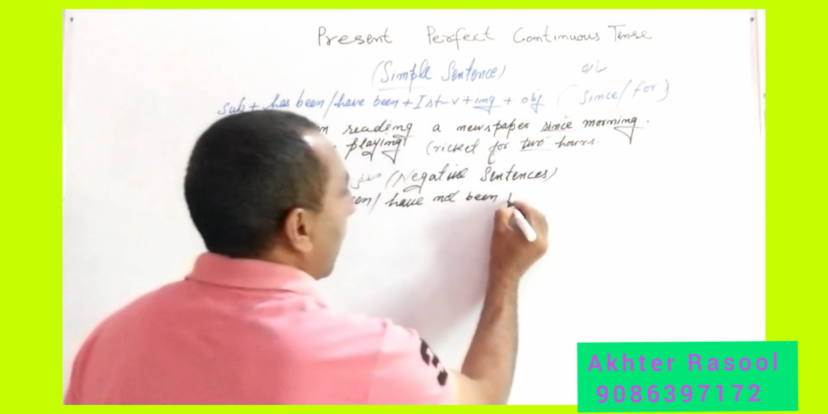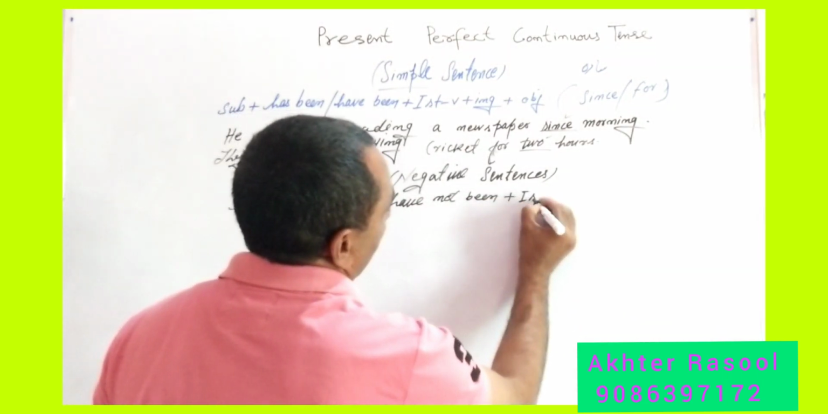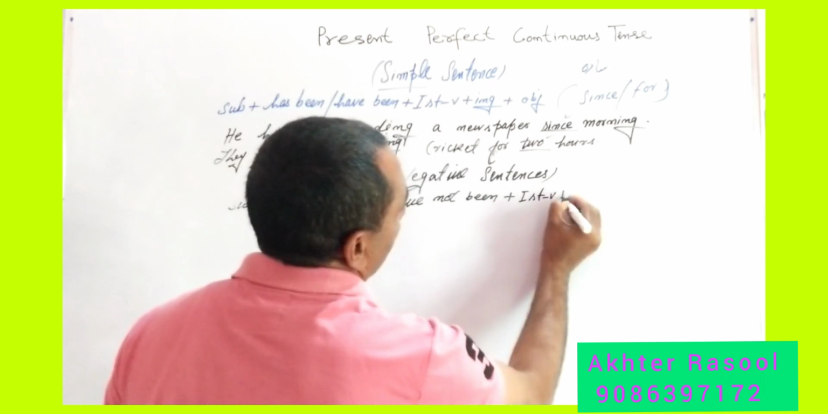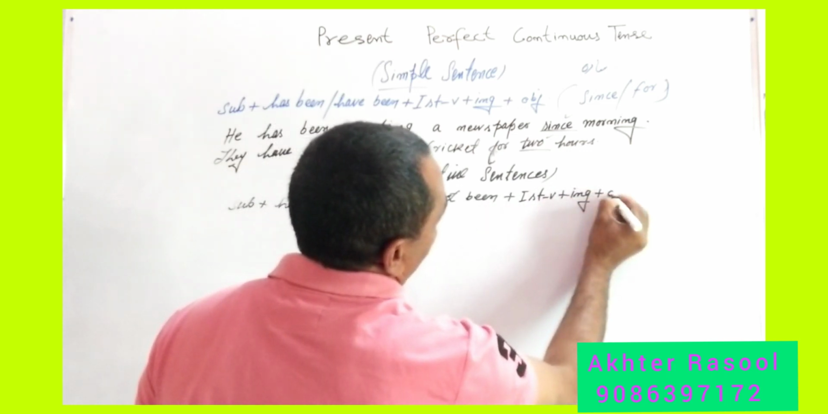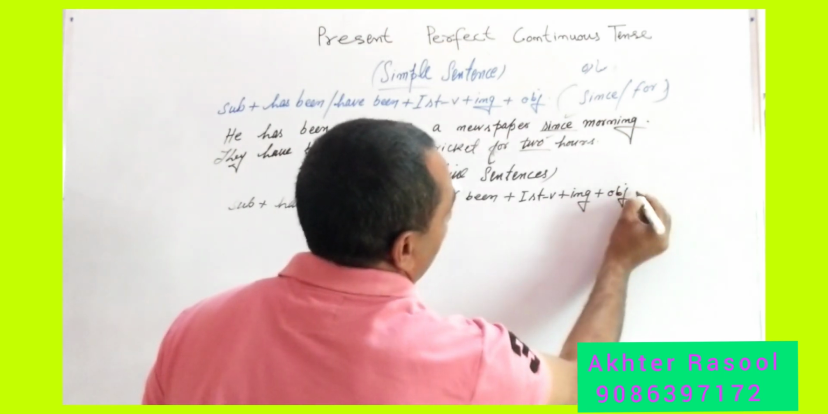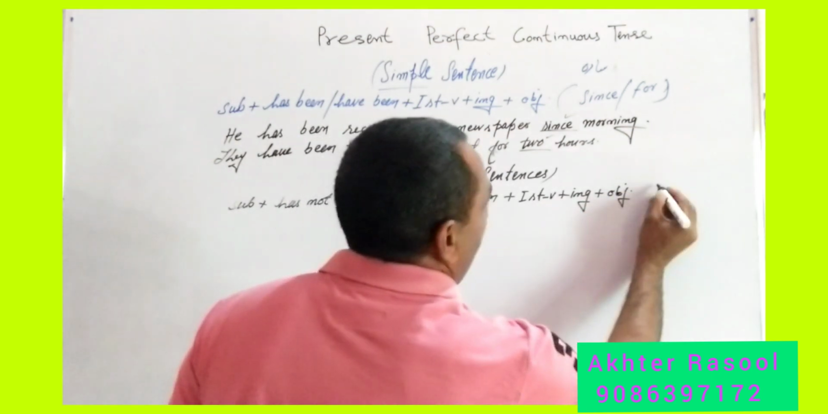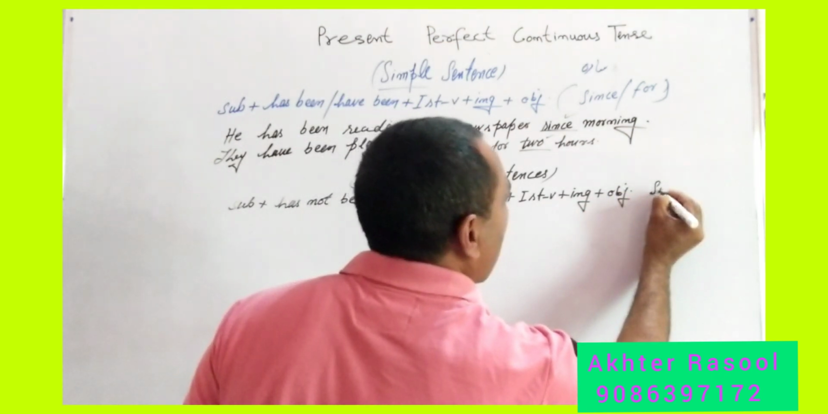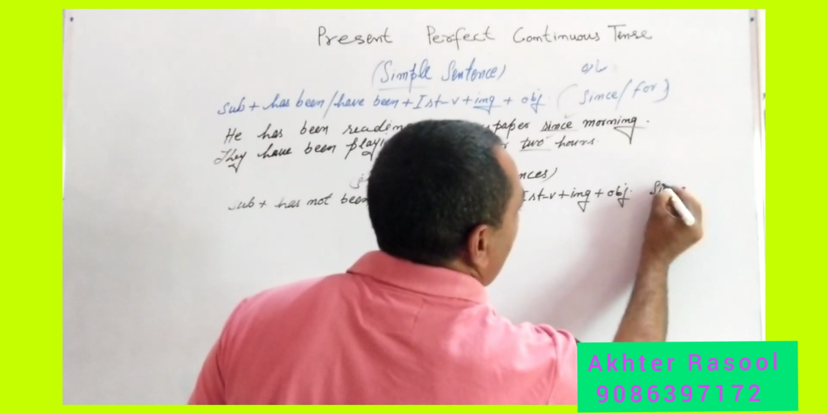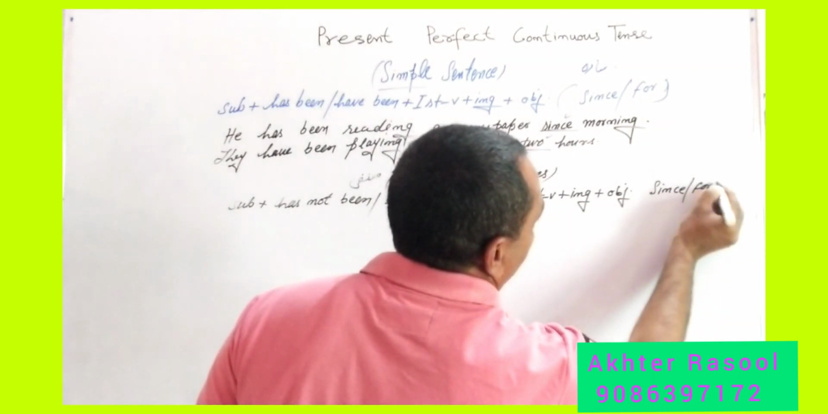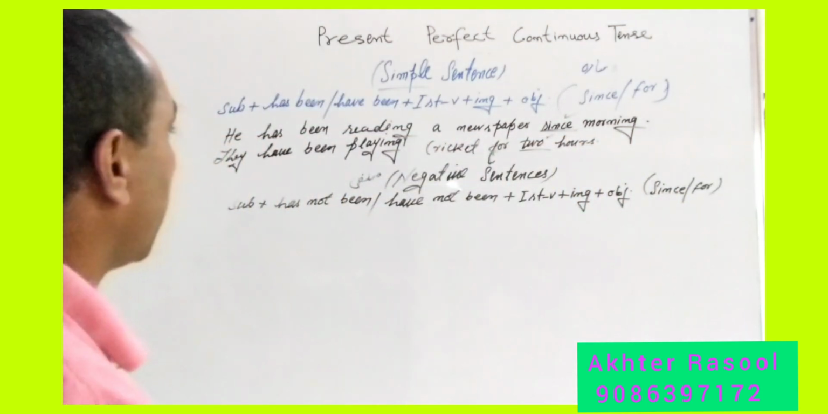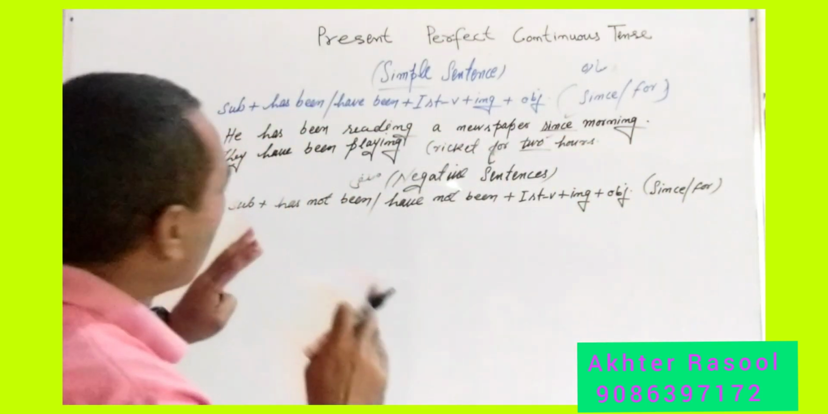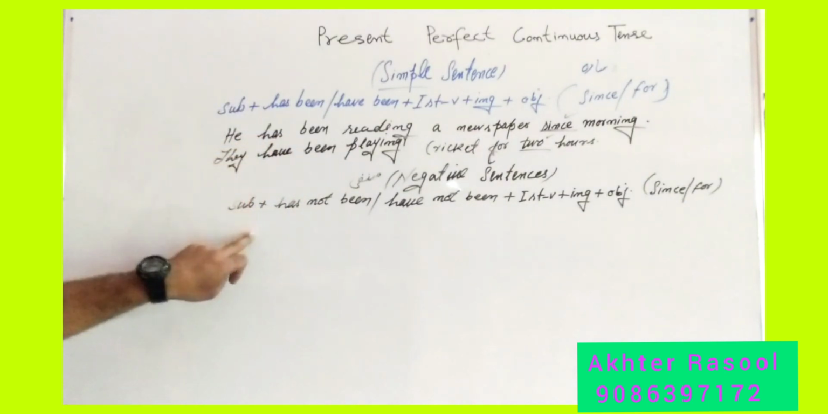has or have, plus not, plus been, plus first form of the verb plus ing plus object, and since or for are used in the same way as we used them in simple sentences. Suppose now we are going to change this one into a negative sentence.